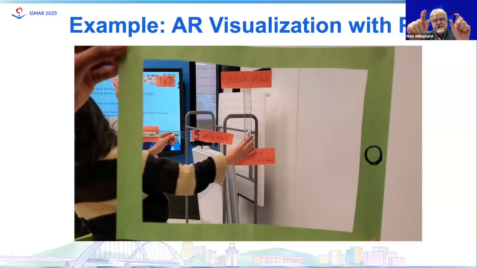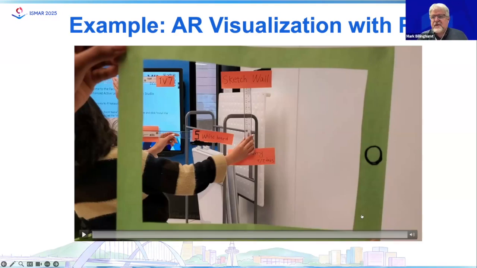So her friend has some orange pieces of paper on plastic rulers, and her friend's playing the role of the computer, and all the orange pieces are supposed to be AR overlays. So I'll play the video, and while she's playing, you'll hear her voiceover describing what she's supposed to be doing.